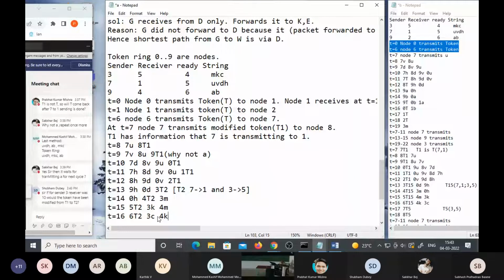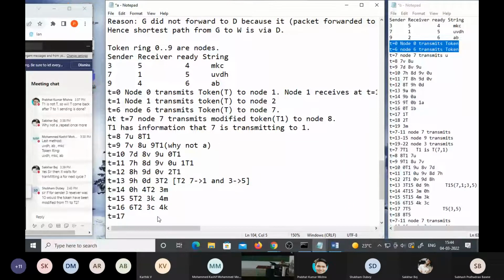T equal to 17. 7 will transmit T3. What is T3? T3 keeps the information that 3 is transmitting to 5. Is it correct? That is correct, fully correct.